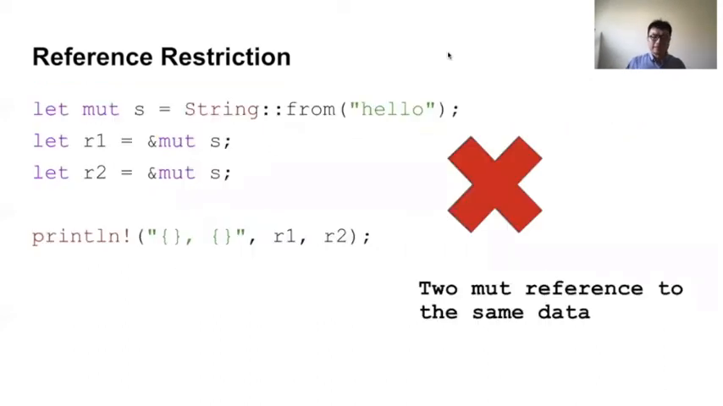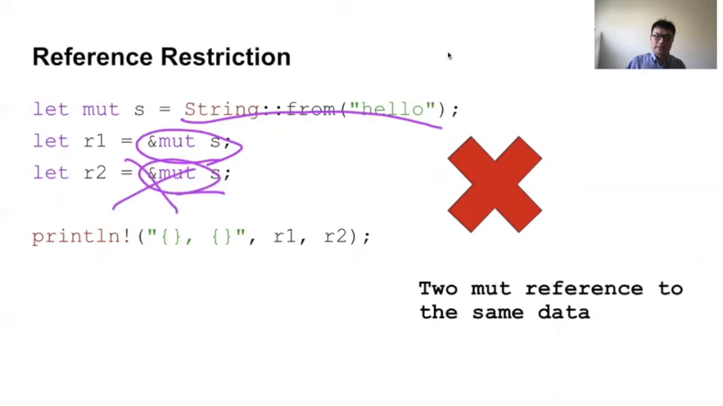So this is an example. If we have a string here, we say this is a mutable s, it will say no, you cannot do this, because you have two variables here, R1 and R2, and they both refer to a string and they both want to change the data. So this is not allowed. Okay, so you can see there are some restrictions in Rust programming to help us have a much safer memory management.